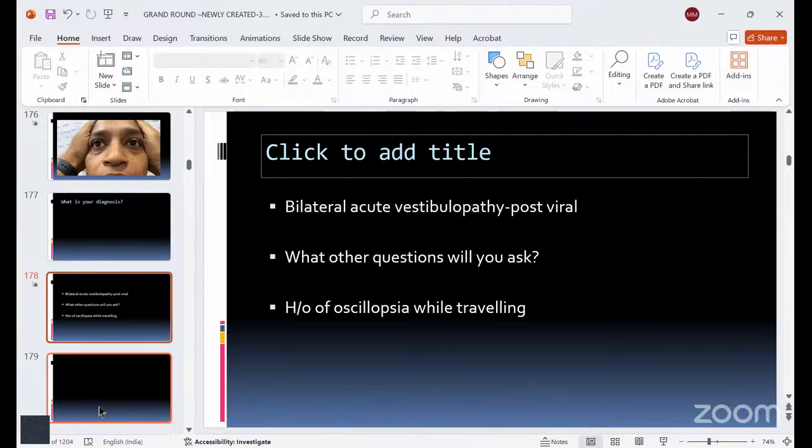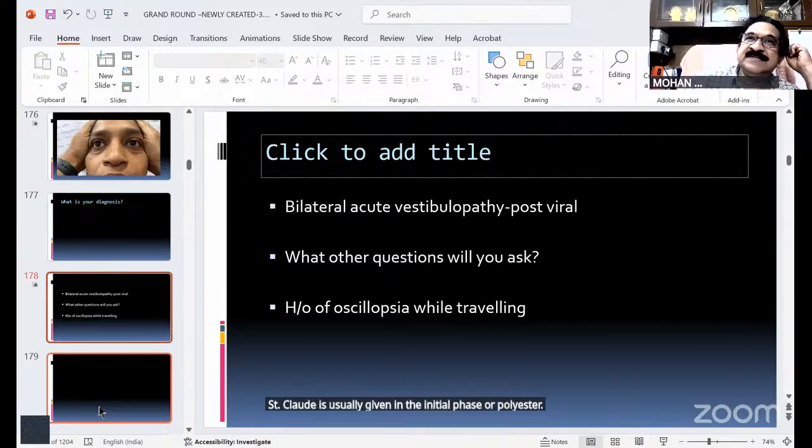Acyclovir is usually given in the initial phase, or polysteroid. Initially steroid with acyclovir or valacyclovir, because presuming that it is a viral infection, we do not know actually which virus is causing it.